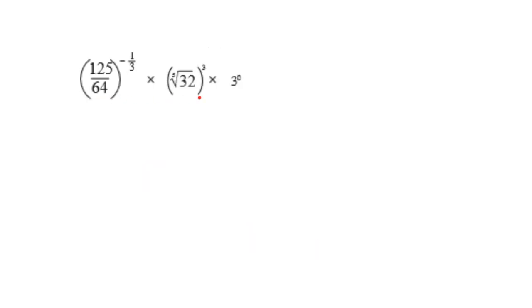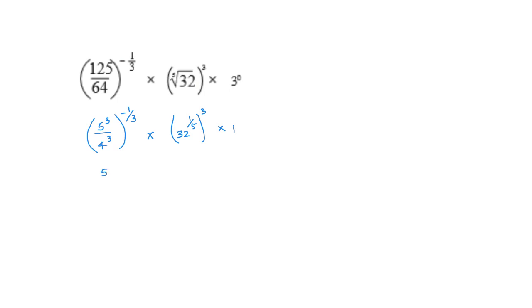Look at this example. Seems a little bit complex. We can do it. 125 over 64. 125 you can write as 5 cubed, 64 as 4 cubed. Minus 1/3 you have there. Then you have fifth power there. You can write it as 32 to the power 1/5 of 3. Then any power 0 becomes 1.